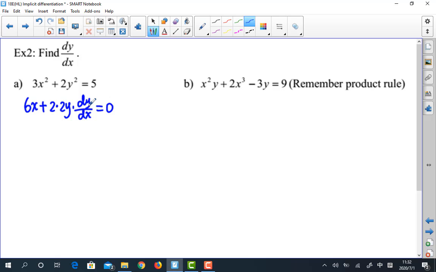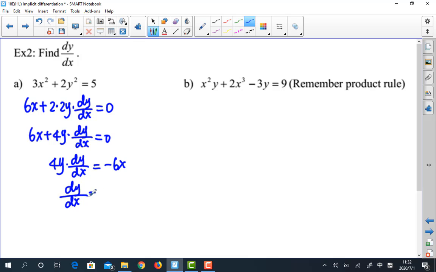Solve dy over dx in this equation, just like solving for x in a linear equation. So 6x plus 4y times dy over dx equals 0. 4y times dy over dx equals negative 6x. Divide both sides by 4y. Therefore, dy over dx is negative 3x over 2y. So this is the derivative function for this relation.